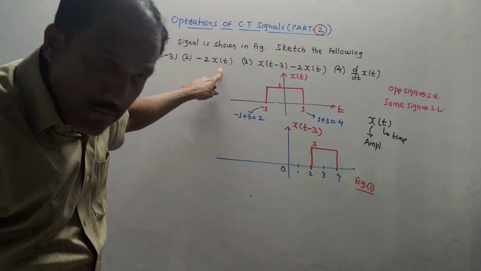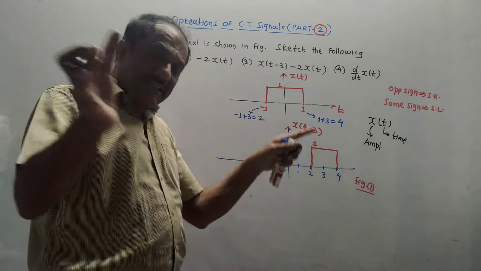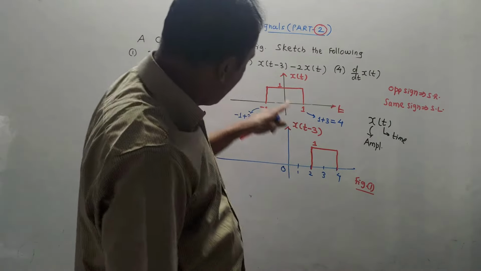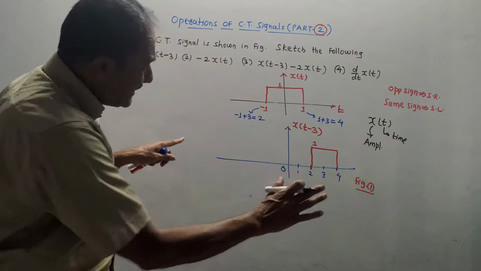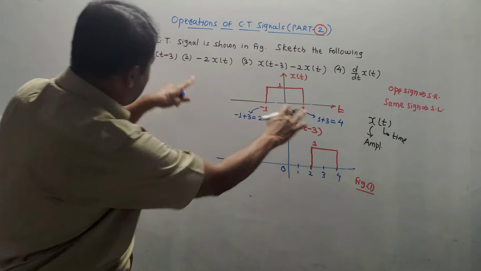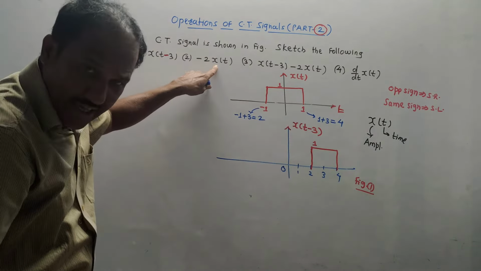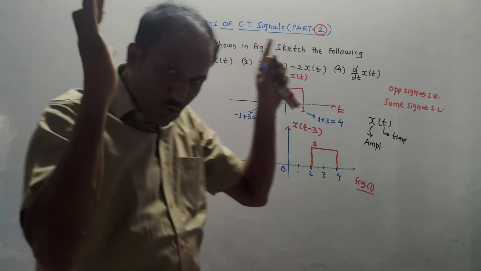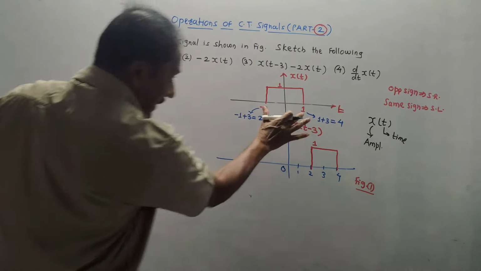So it is -2 into x. That means amplitude is getting multiplied with -2. So make the thing simple. Time period remains as it is because it is -2 into x. Inside the bracket only notation t is there, so time period remains same.